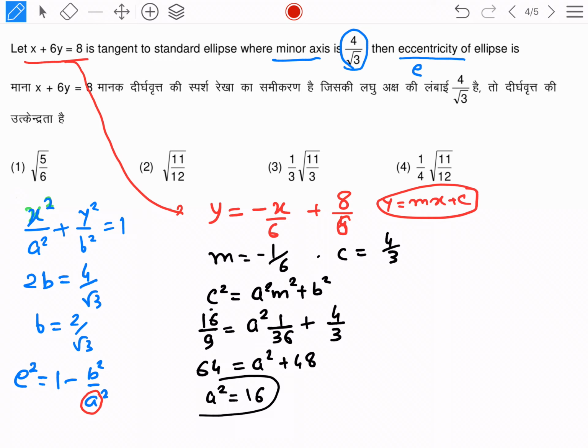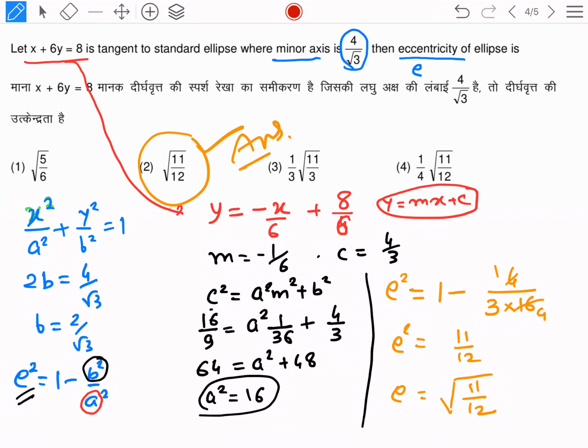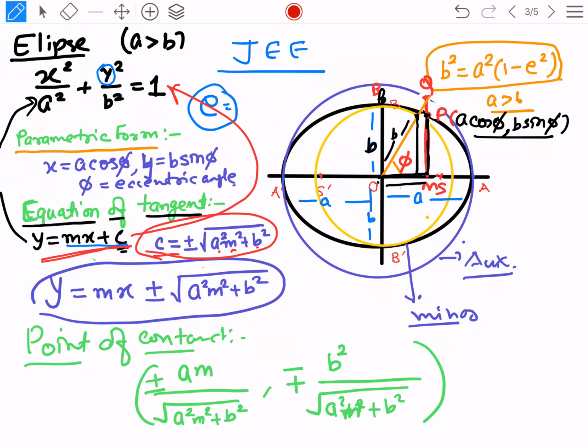So now a square has come, b square has come, and we want to find e square. So we can find e square is equal to 1 minus b square, which is 4 by 3, over a square, which is 16. Now we cut 4: 1 is 4, 4 is 16. It will be 11 by 12, and e is equal to the square root of 11 by 12, and therefore this is our answer. In this way we can solve this question. So this formula we have to know first, then we will solve this question.